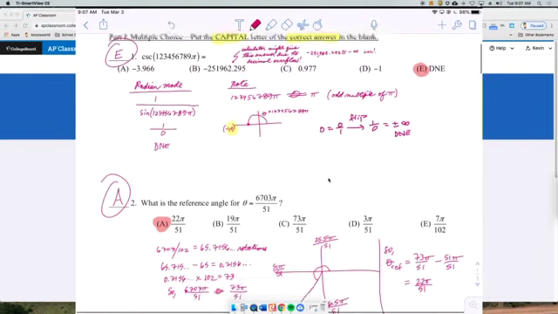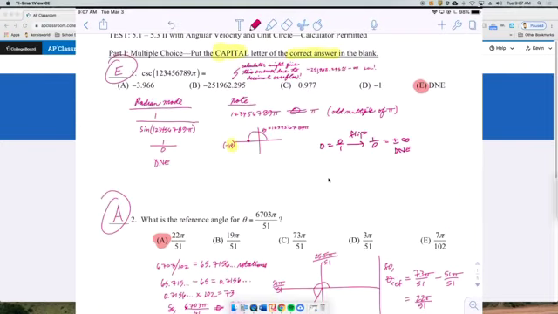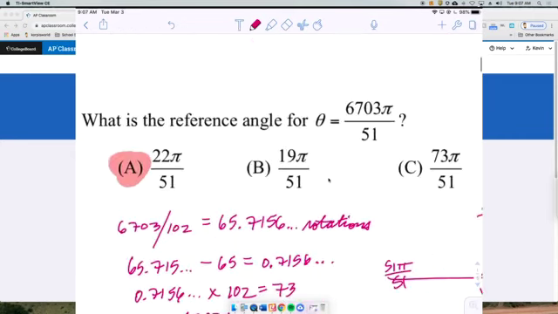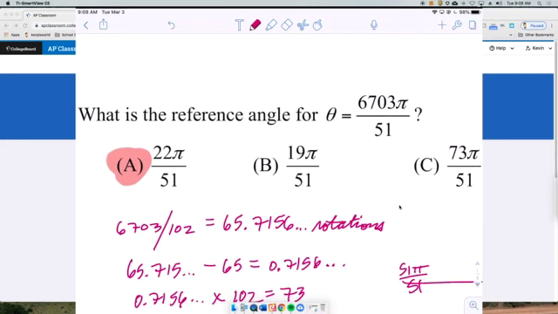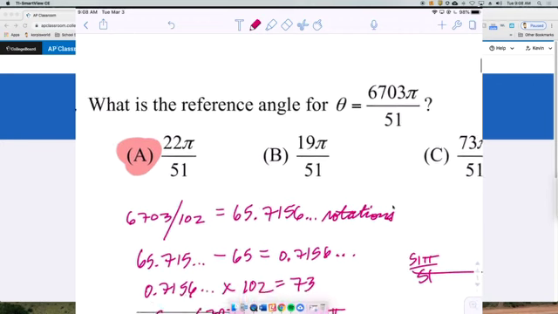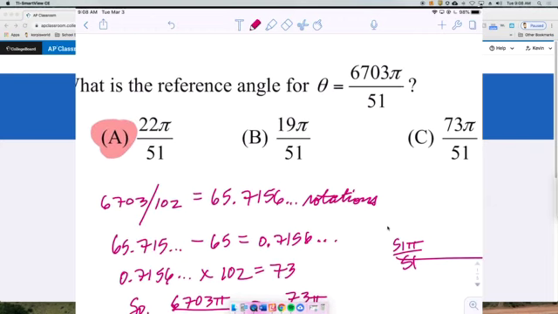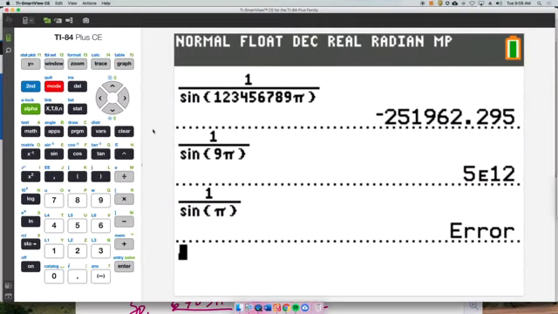All right. Question on letter 1. It's a number, sir. Yeah, I know. Question on number 1. Okay, number 2. What is the reference angle for 6703 pi over 51? We do this all the time, right? Here's the way I taught you to do it. We have to first figure out the coterminal angle. Where does it live between 0 and 360, or in this case, 0 and 2 pi? So remember, the way we do that is we take our numerator, the coefficient of pi, which is 6703, and we divide it by twice the denominator, which is 102.